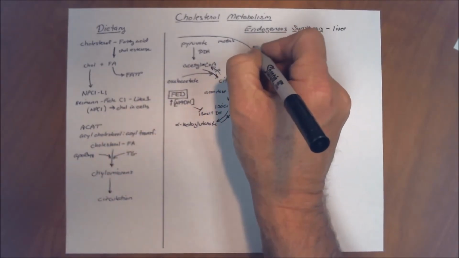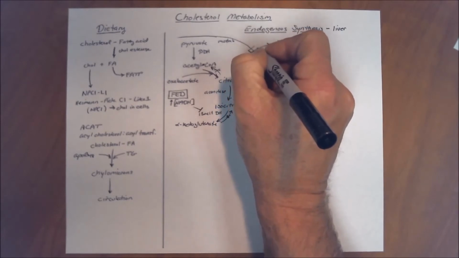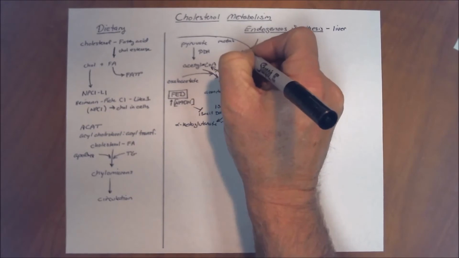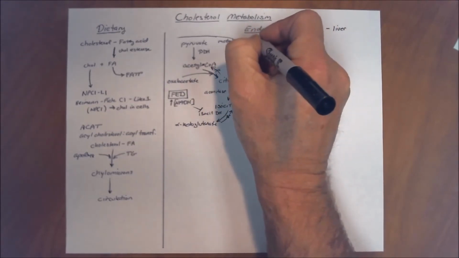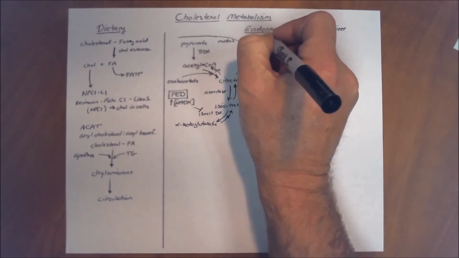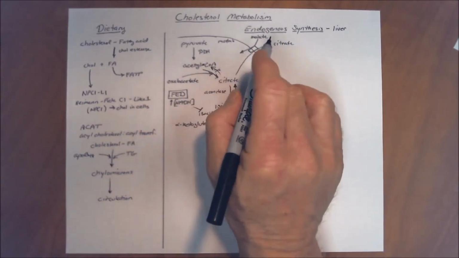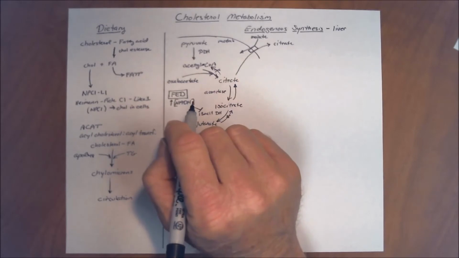Now the citrate is transported out of the mitochondria by an antiporter that will be transporting malate into the cytoplasm. So this is a one-to-one transfer. We'll take a look at this transporter in fatty acid synthesis.